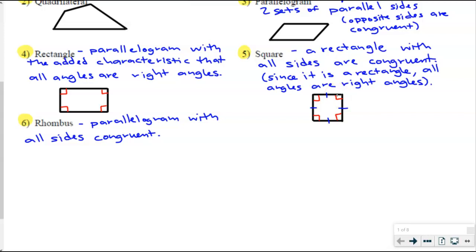The same hands. I'm going to cold call. We're going to go off with someone who's not raising their hand. Let's go to Ethan. Is this a rhombus? Why?